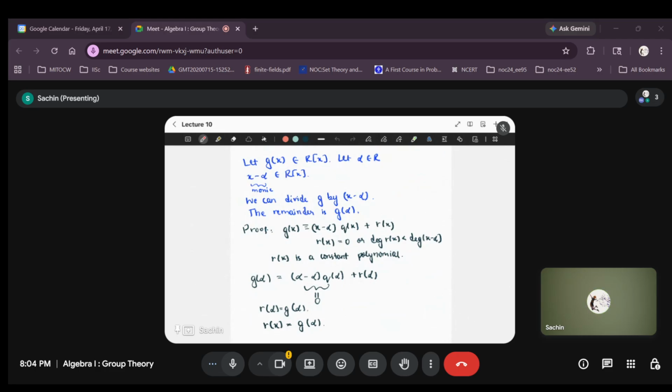But r of x is a constant, right? So regardless of what values you substitute, r of x is the same. So for all values of x, r of x is equal to r of alpha. Now r of alpha is equal to g of alpha. So r of x is actually simply the constant value g of alpha. So when you divide any polynomial g of x in R of x by x minus alpha, the remainder you get is g of alpha.